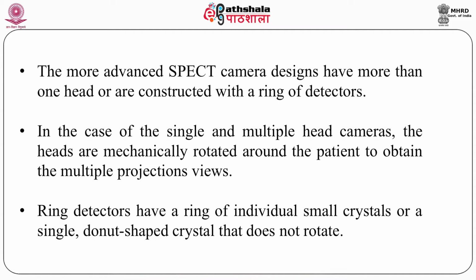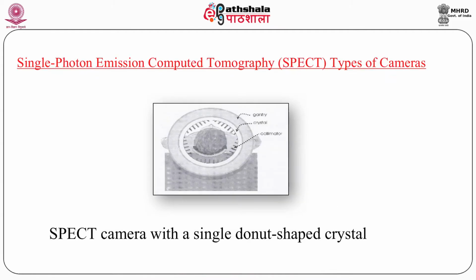The detector is not rotating, but you are able to detect the emission from all angles from the patient body. This is unlike the type of camera I showed you previously, where the detector moves all around, but here the crystal is ring shaped. What is the advantage of this? Within less time you are able to detect all around the emission which is taking place in the patient body. This is a single donut shaped crystal, where the emission is detected by the detectors and finally you get the image all around.